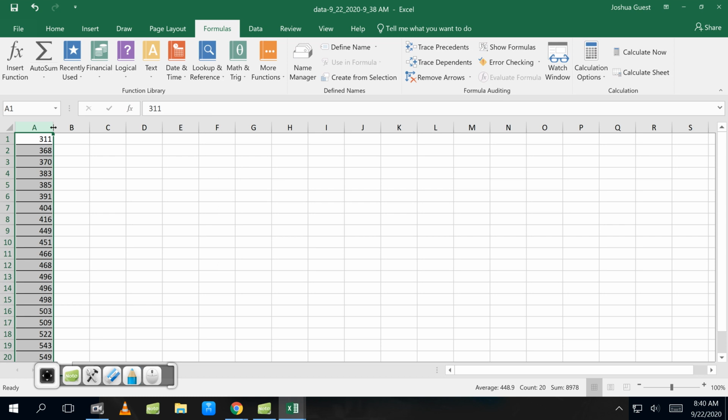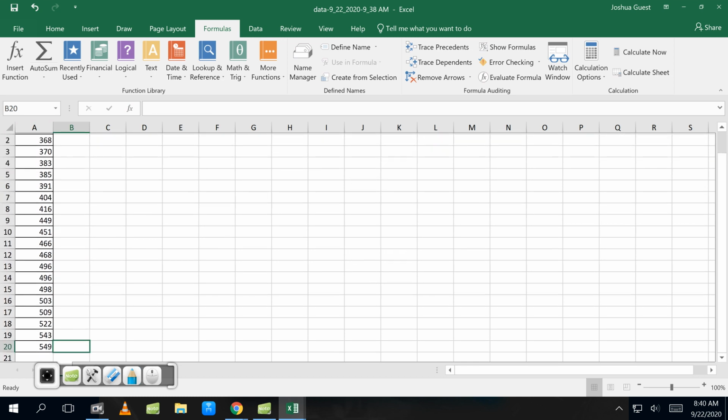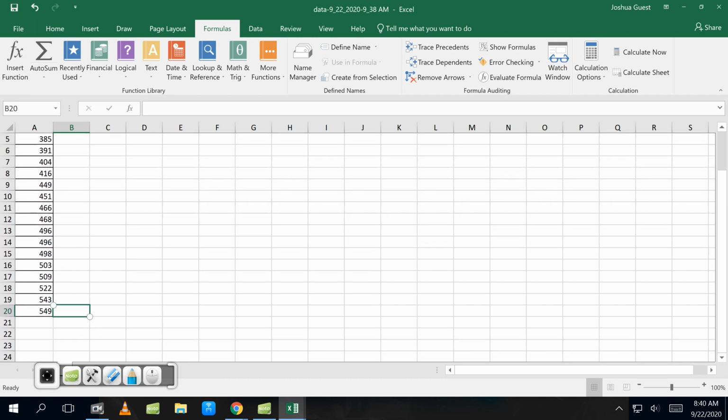All right, they're in order. How many are there? There's 20 of them. So where's the median? It's between 10 and 11, between these two right here. So what I can do here is type equals A10 plus A11, divided by 2. And there's the median.